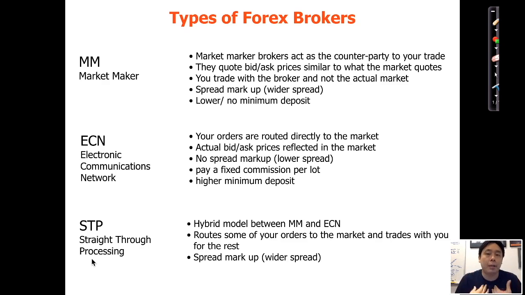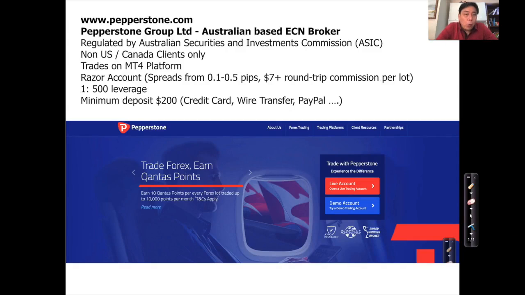Right? So personally, I prefer to use ECN brokers for the fact that they've got the lowest spreads, and I pay a fixed commission. That's it. One of the brokers that I'm now using is Pepperstone, and Pepperstone is actually one of the largest forex brokers in the world, and it's an award-winning broker. It's regulated by the Australian Securities and Investments Commission, or ASIC.